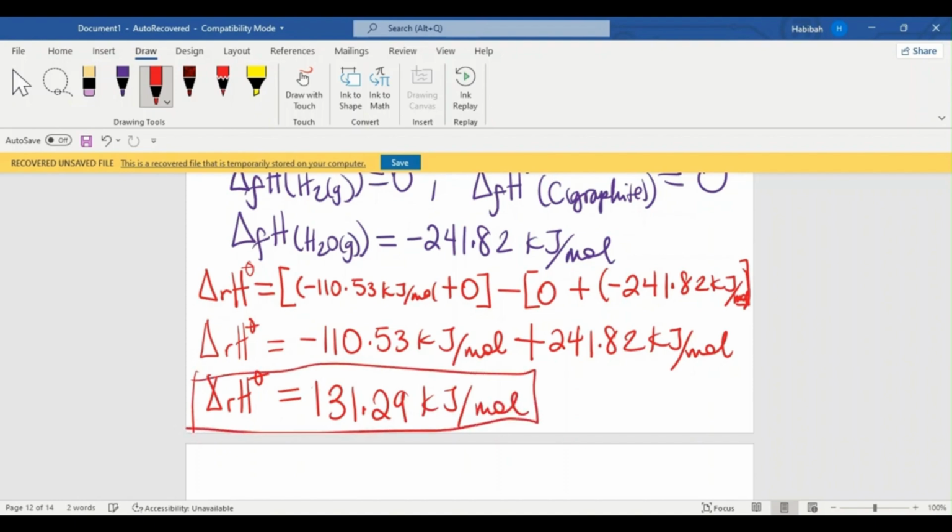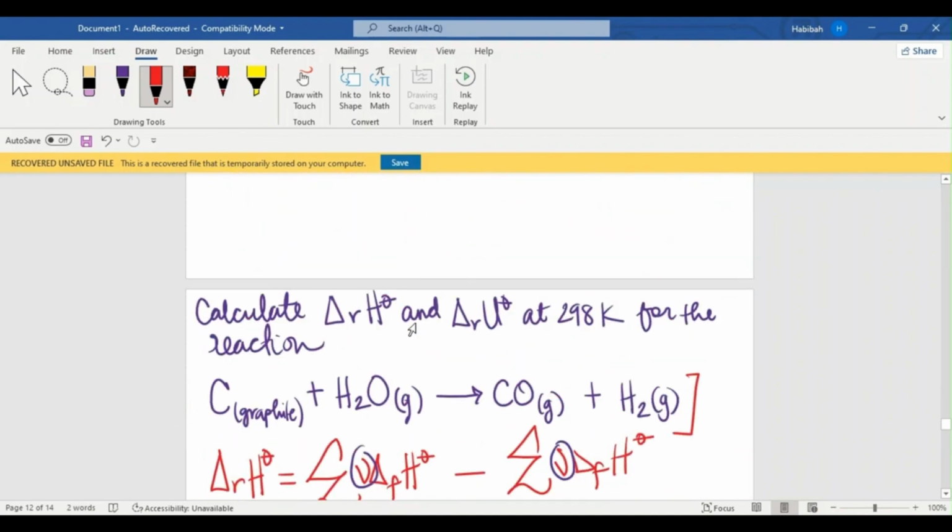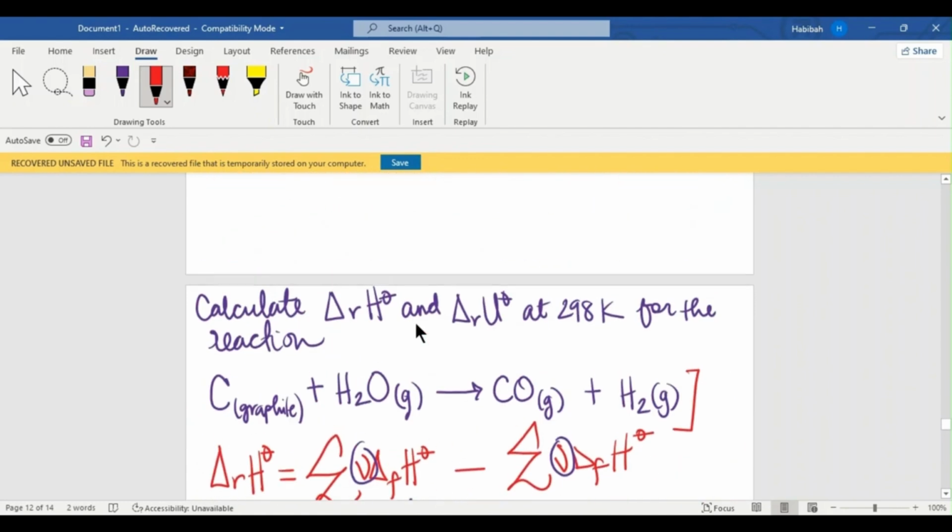So yeah, that's how you solve it. No issue, super easy. So going back to the question, we've seen that we've been able to successfully answer one question: the change in enthalpy of reaction.